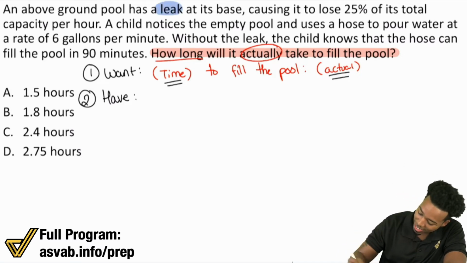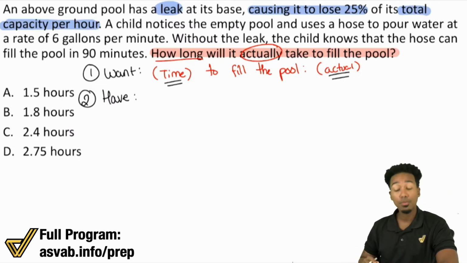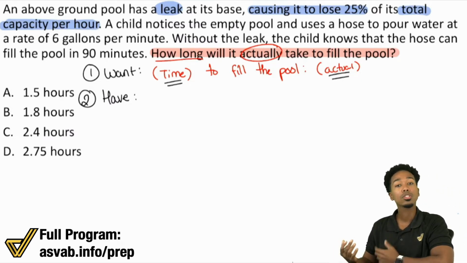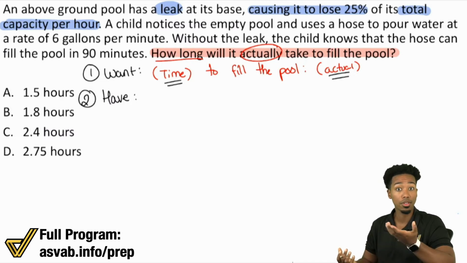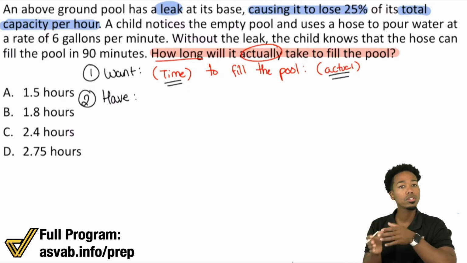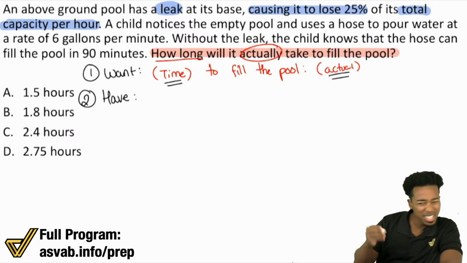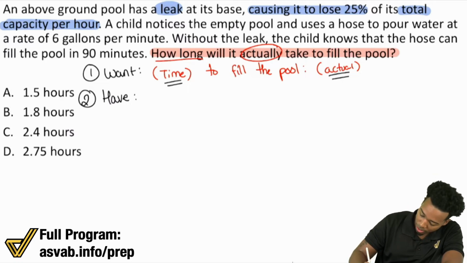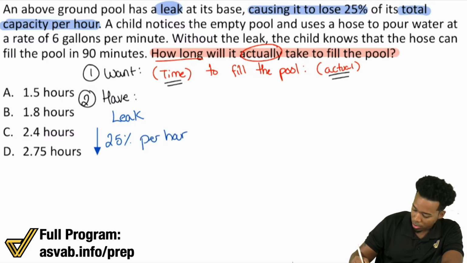Again, the leak causes it to lose 25% of its total capacity per hour. Okay, sounds good. So if we knew the total capacity of the pool, 25%, remember, 25% is a fourth. Divide by 4. So we could figure out the rate per hour that this pool is losing water. We could find that. But let's just take down the information first, though. Again, the leak causes the pool to lose, so I'm going to point a down arrow here, it loses 25% per hour. Okay, so 25% of what?